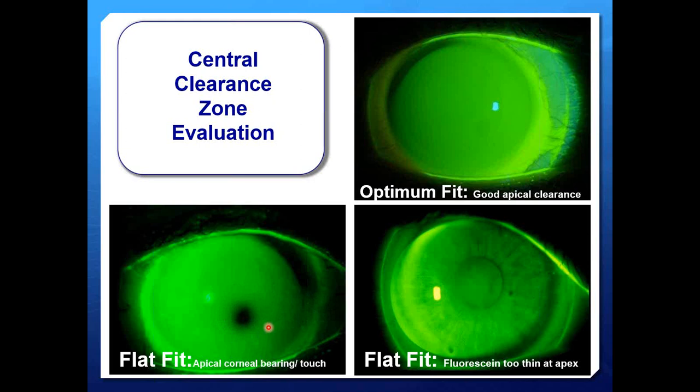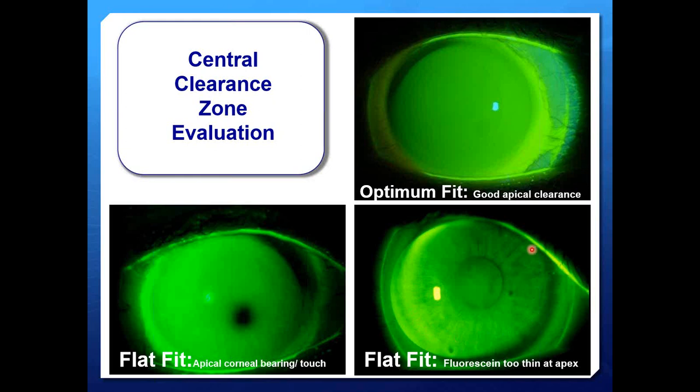So in this case, you would need to put on a higher depth lens, and we would suggest going 300 to 400 microns higher in depth to make sure you've got that 300 to 400 microns of vault on insertion. And then this fit here, it could be the appropriate apical clearance, or maybe we didn't put enough fluorescein in behind the lens.